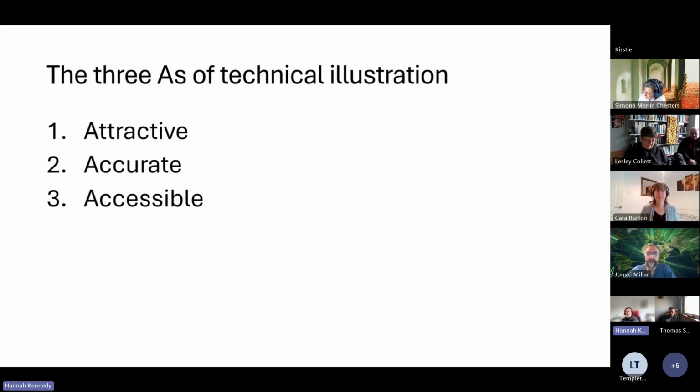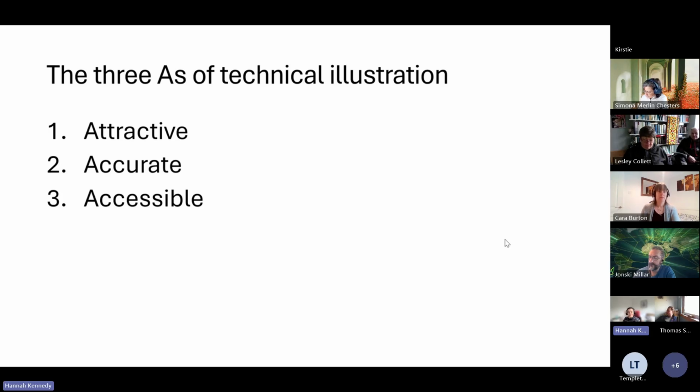Okay, so in my head, I have 3 A's that I try and aim for whenever I'm creating an illustration. And as an illustration manager, it's also one of the standards that I'm holding my team's work to. Technical illustrations can be about very boring and non-interesting subject matter, but that doesn't mean they can't be excellent and useful illustrations in their own right. So I would always say that illustration should be attractive, accurate, and accessible. And I'll break those down in a second.